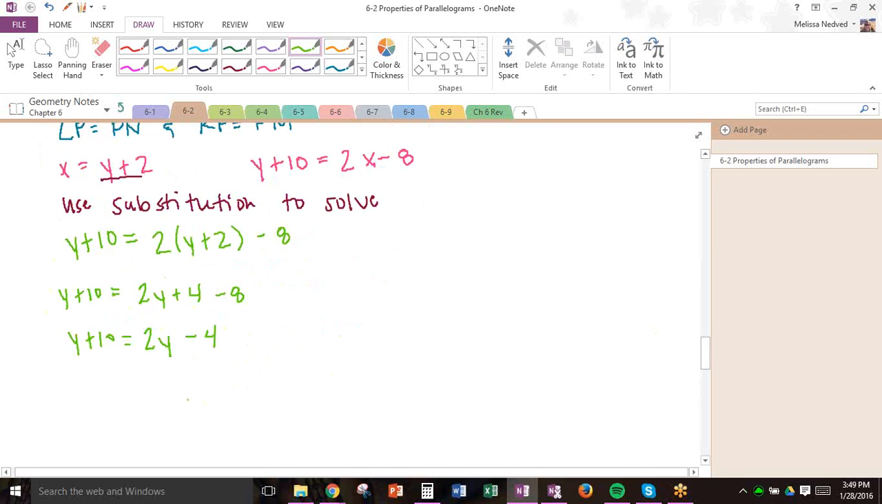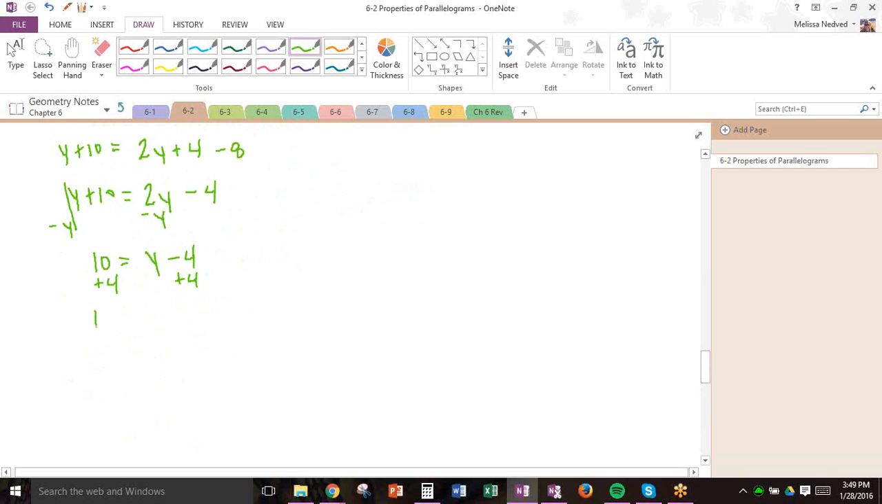Now this is probably at a point where you're comfortable. We've done this quite a bit in this class. I have a variable on both sides, so I'm going to start by subtracting y from both sides to get my variables together, and they cancel on the left, so I get 10 equals 2y minus y, which is just y, minus 4. And then I'm going to add 4 to both sides to get that y out by itself. So I get 14 is equal to y. I'm partway done with what I need.